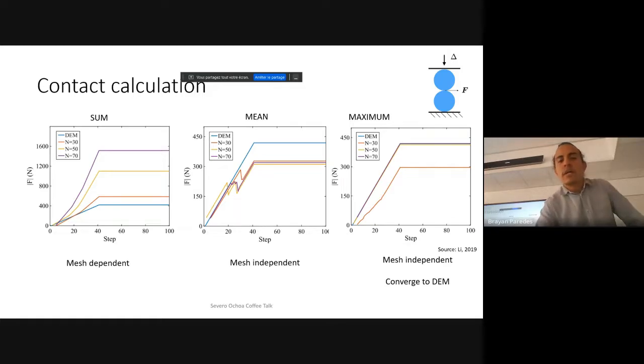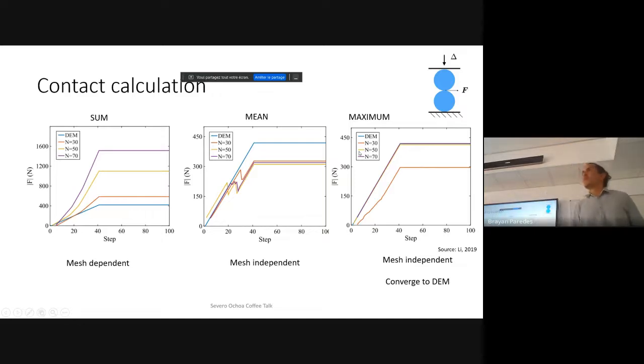But we have nodes, and then we see that here is the DEM, but the LS-DEM didn't arrive at the value. And it also depends on the mesh. Also, what we can see is with the average, now the average is mesh independent, but it didn't converge to the DEM results. But if we use the maximum, we converge, it's mesh independent, and it converges to DEM values. So even though it's a very simple example, it already gives a clue of which type of calculation we will perform. So based on that, we will always use the maximum.